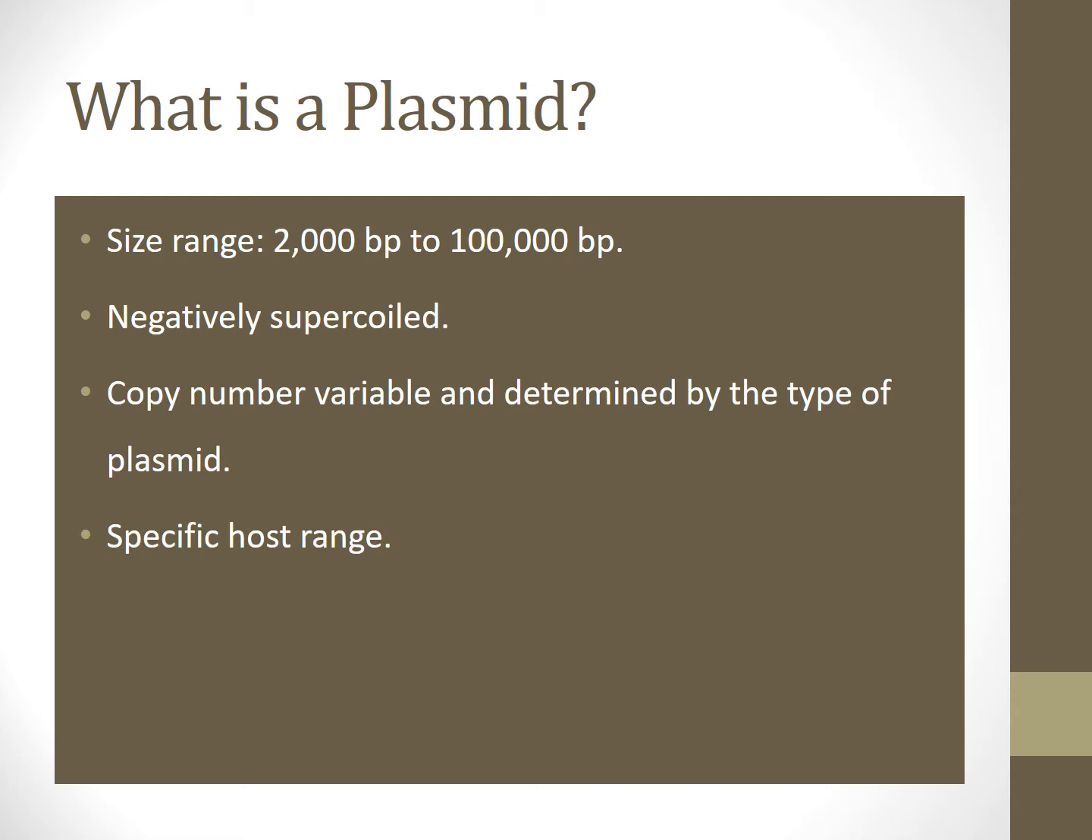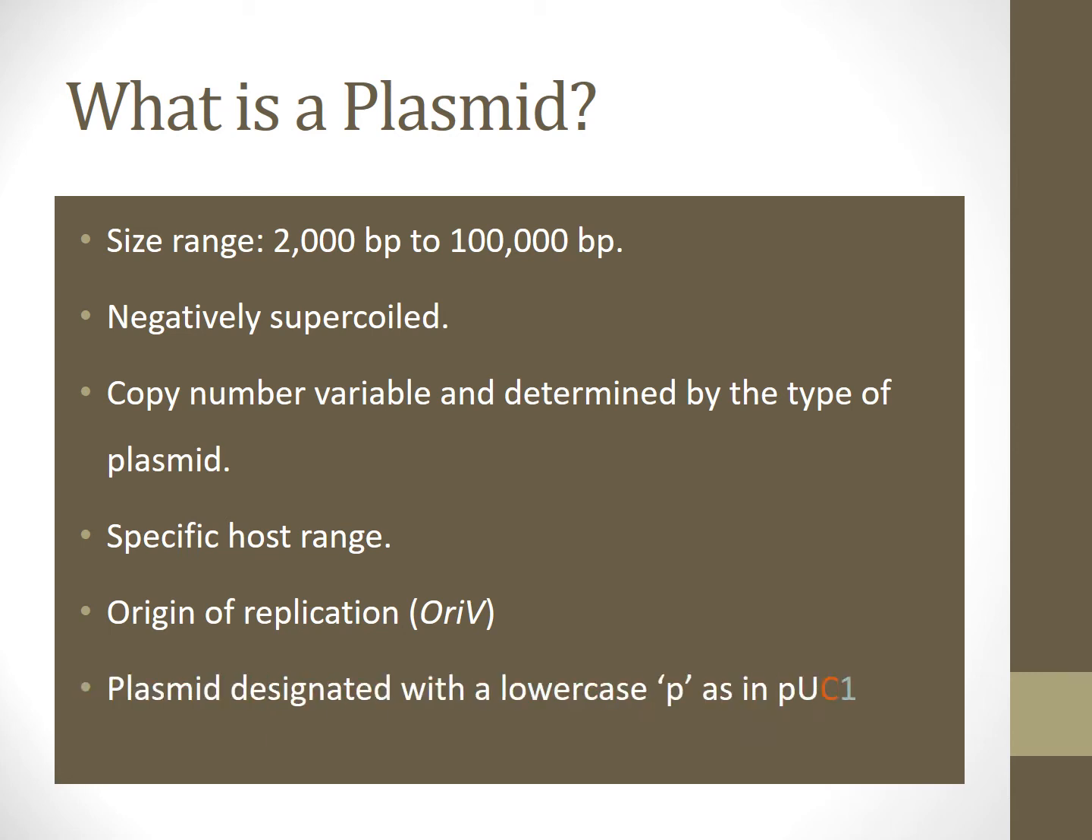Plasmids have a specific host range. They contain an origin of replication, and their designation is with a lowercase p, as in pUC19.